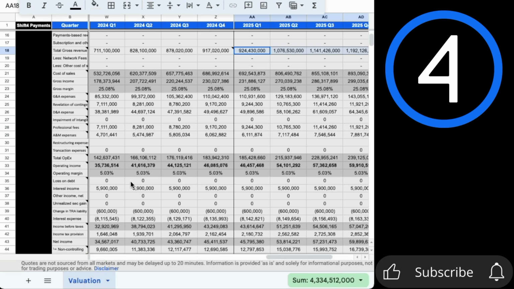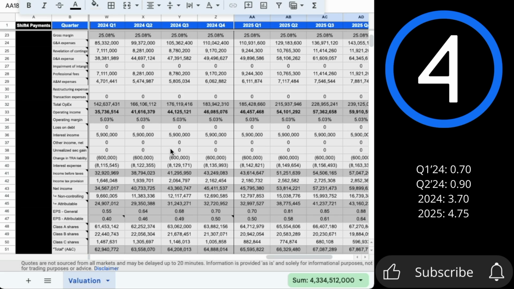Let's go to earnings. I'm a little unclear if Wall Street is going with the general earnings per share or the attributable earnings per share. Either way, you'll see, again, we are way bearish on this compared to what Wall Street is. So Wall Street for Q1 2024 is at 0.7. We're at 0.5 for the general EPS. For Q2, 0.9 for Wall Street, 0.64 for us. For the full year 2024, 3.7 for Wall Street, 2.56 for us. And for full year 2025, 4.75 compared to 3.24.